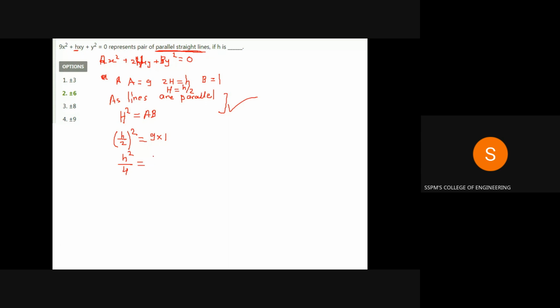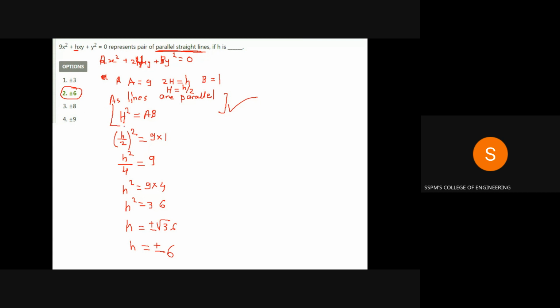So 9 into 1 is 9. So h square is equal to 9 into 4, that is h square is equal to 36. So h, if you take a root, we get plus minus root of 36, that is h is equal to plus minus 6. So the value of h is plus minus 6.